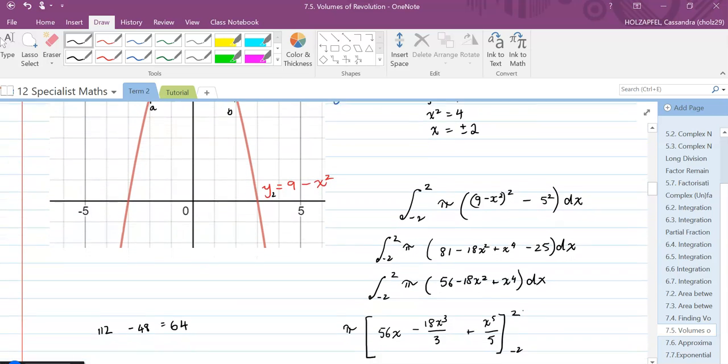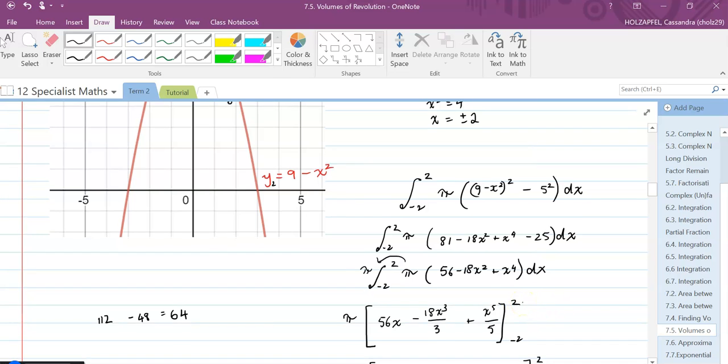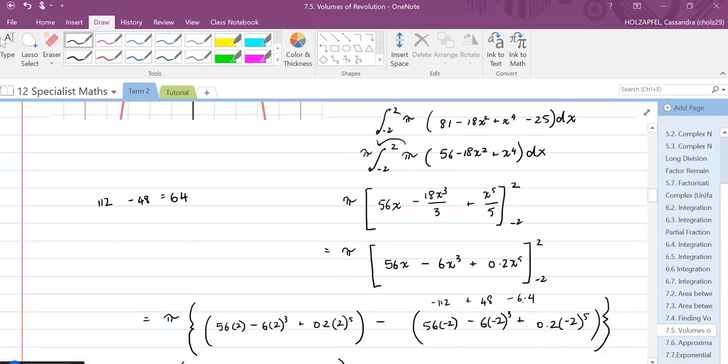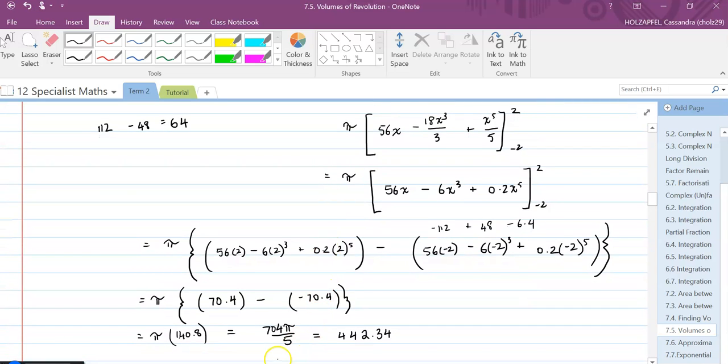Once I integrated, keeping in mind this pi value is a constant, I can just move it out the front. That's why I've got this pi out the front here. Then I want to substitute in values of -2 and 2, and we're going to subtract these two to find that volume. Once I put those values into my function and subtracted, I found that the total volume of this region was 704 pi over 5, or about 442.